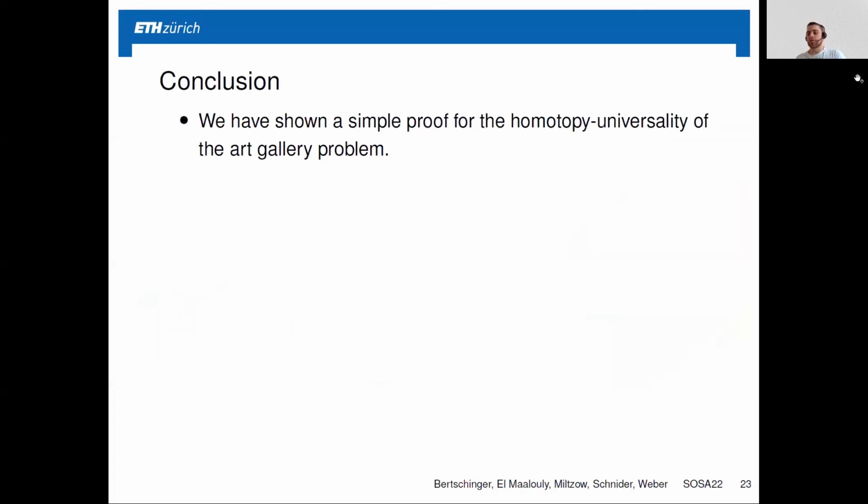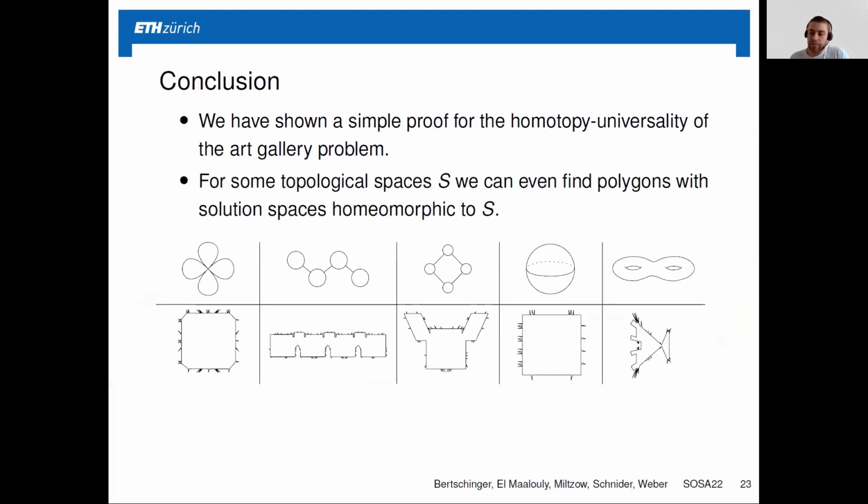And with this, let me conclude what we have seen. So we have seen a simple proof of homotopy-universality of the art gallery problem. And for some topological spaces, we have even seen homeomorphisms between the art gallery instance and the solution space. And with this, let me conclude with 2 open questions, namely, what about homeomorphism universality?